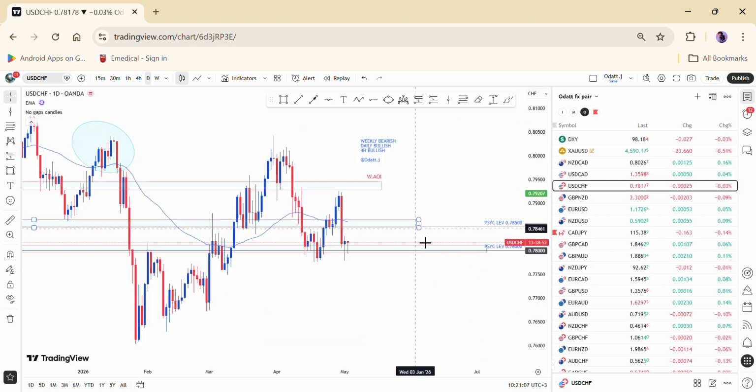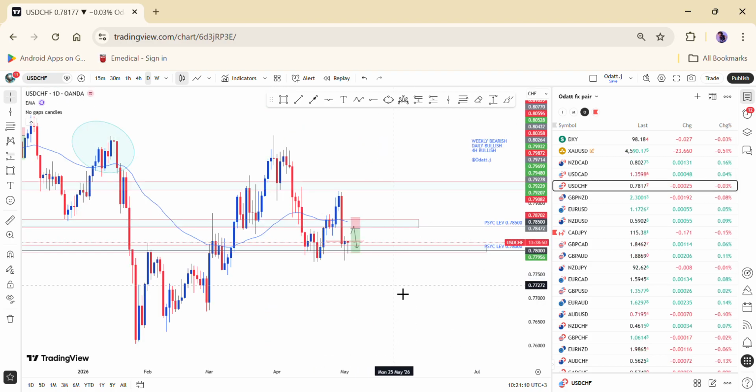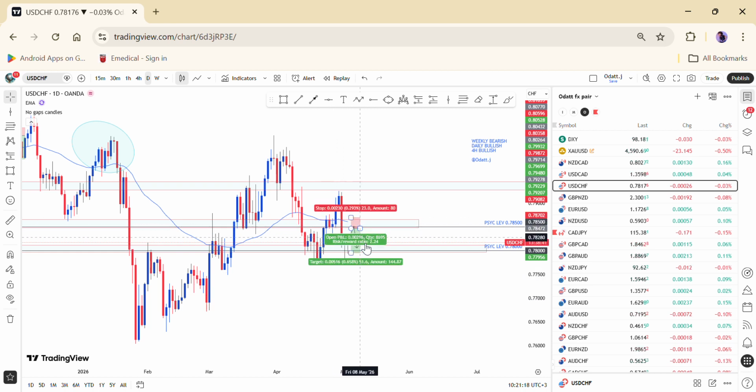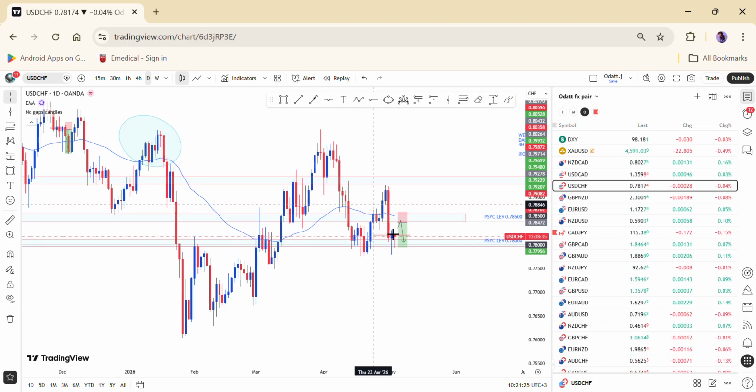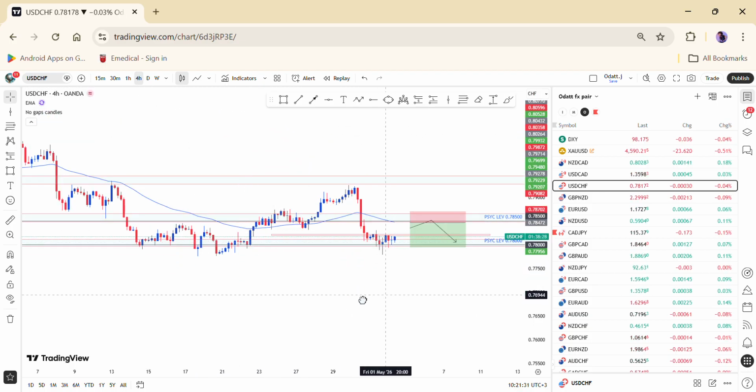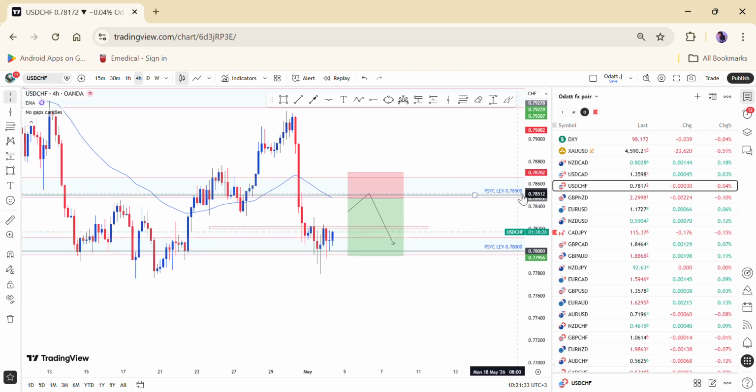So let's come again. This was Euro USD, this was USD CHF. For USD CHF, I'm still waiting for the price to come and reject here, retest the structure point, and also retest the EMA along with the psychological area 0.78500. That is where I will be interested in taking sells to the downside.